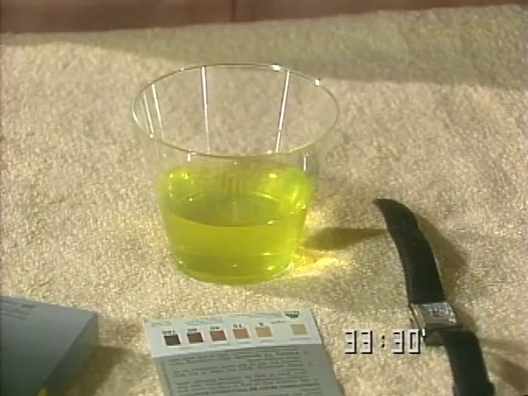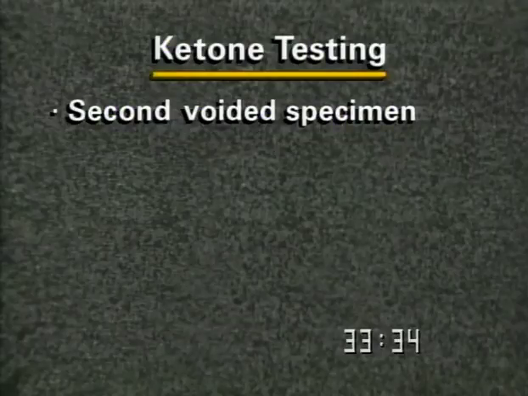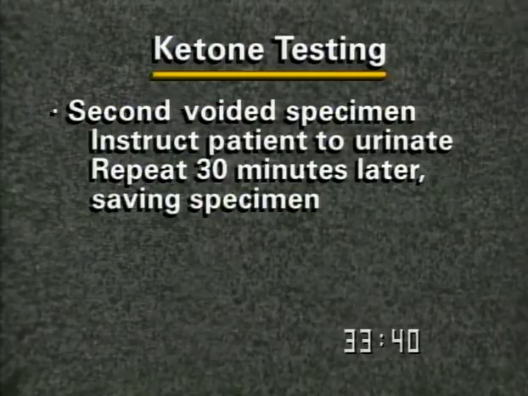Collect a urine specimen in the container. A fresh, second voided urine specimen will give the most reliable results. For a second voided specimen, instruct the patient to urinate. 30 minutes later, have the patient urinate again, saving this specimen to test. This test can also be performed during urination.